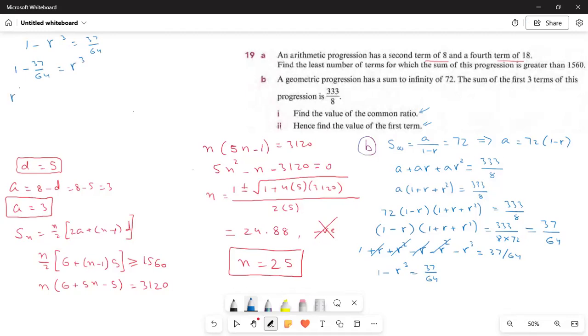Okay. So r cubed is equal to, when I simplify this thing, 1 minus 37 over 64. It gave me 27 over 64. And if I take the cube root on both sides, then r is equal to 3 by 4. Okay, interesting. In the beginning, we didn't have any room. Okay, let me make some more room.